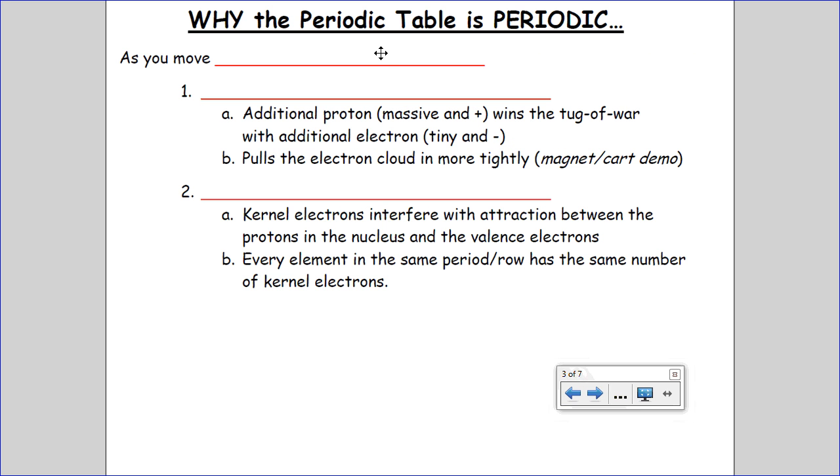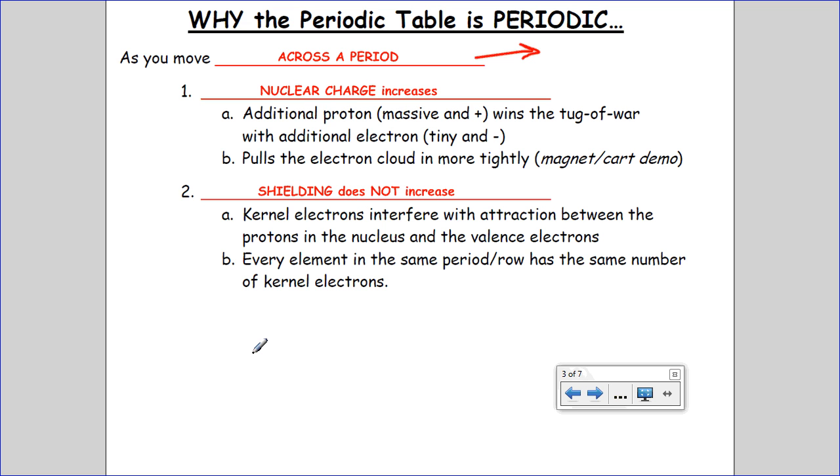As you move across a period, which is the rows, the horizontal rows, we have a situation where our nuclear charge increases. Why? Because every time you make a step towards the right, you're adding another proton to the nucleus, and protons are positive. The additional proton wins a tug of war with an additional electron. The stronger the protons are, the more tightly they pull on those electrons. As a result, there's shielding that happens. Shielding does not increase. Kernel electrons interfere with the attraction between the protons in the nucleus and the valence electrons.